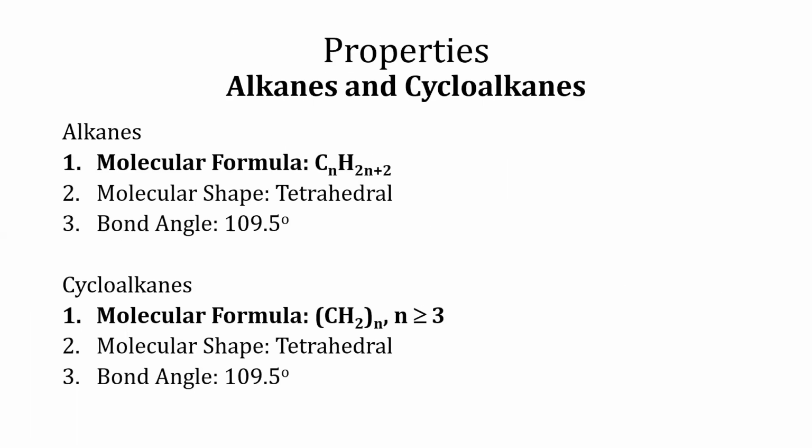Key properties about alkanes and cycloalkanes are as follows. Both have a tetrahedral molecular shape with a bond angle of 109.5 degrees, but the difference is the molecular formula. For alkanes, the molecular formula is CnH2n+2, and for cycloalkanes, it is (CH2)n with n greater than or equal to 3.